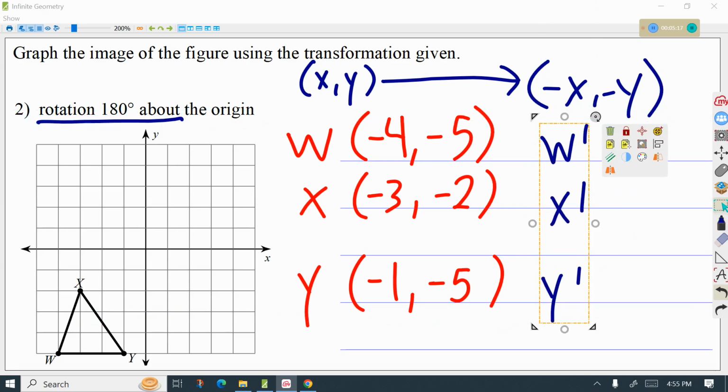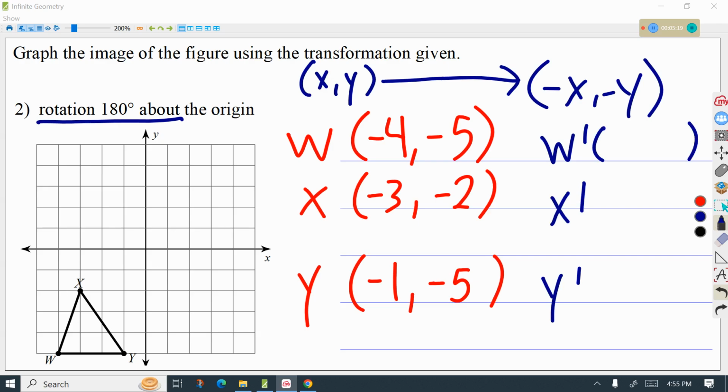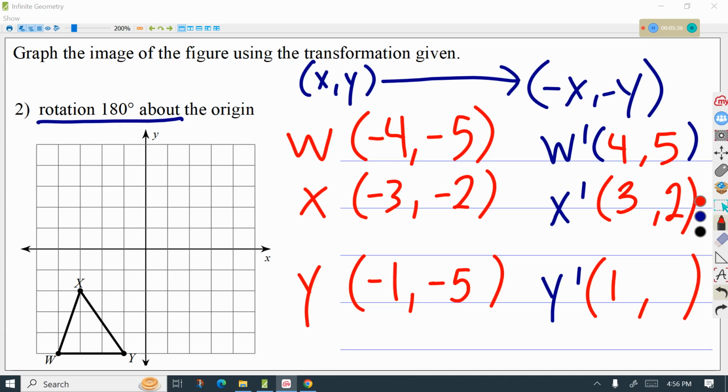Move those down a little bit. So we got W, I just change the sign. So negative 4 becomes positive 4, negative 5 becomes positive 5. Got that prime mark a little long. So now negative 3, positive 3, negative 2 is 2. And then Y prime, we're going to turn the negative 1 into a positive 1 and the negative 5 into a positive 5.